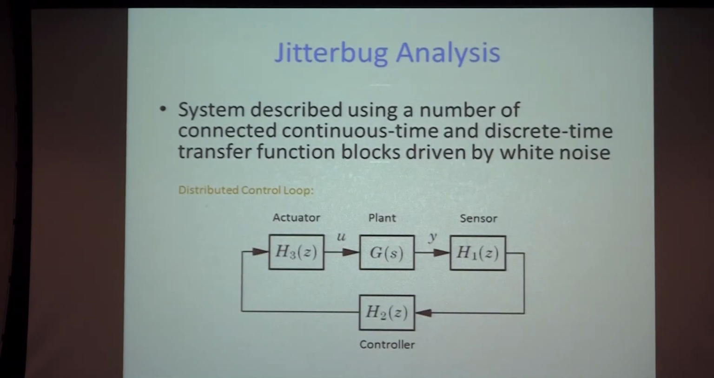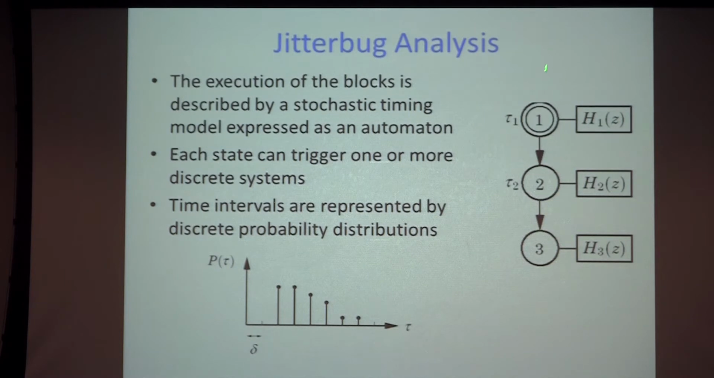So in Jitterbug, you describe your system by a number of connected blocks or transfer functions. They can be continuous time, typically representing the plant, or discrete time, typically representing the computing and sensing and actuating and so on. And these are then driven by white noise. So here, this could be a model for a network control loop. You have a plant, you have the sensor in one node, you have a controller in another node communicating over a network, and you have the actuator in a third node communicating over the same network. So that is kind of the systems, the blocks. Then the temporal information is modeled by an automaton.